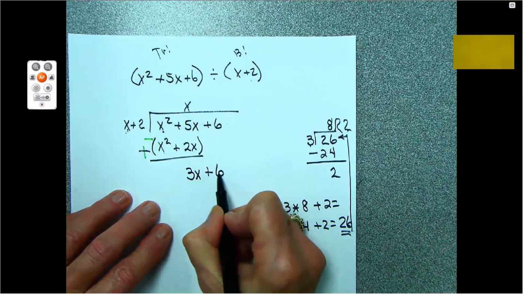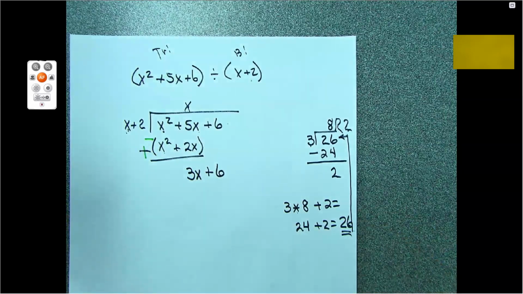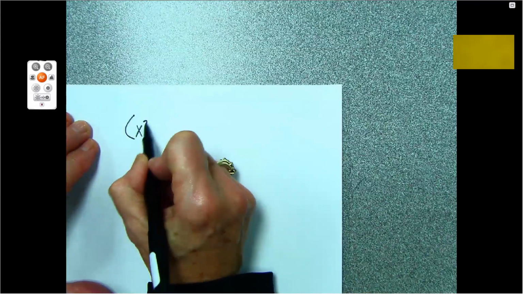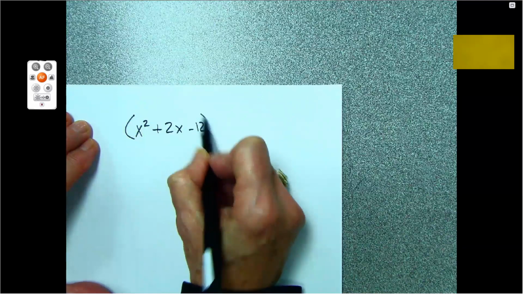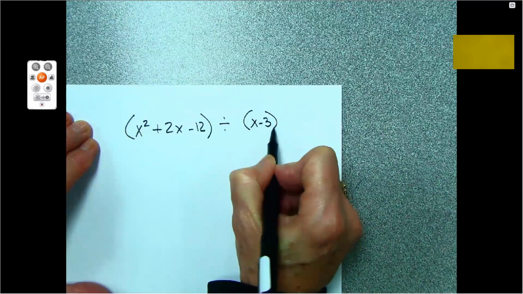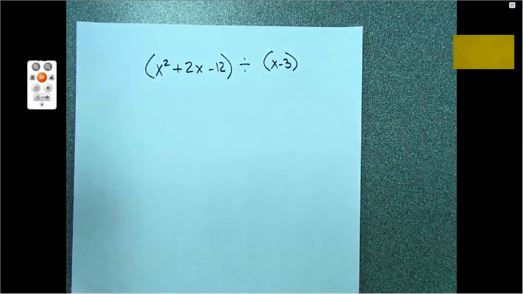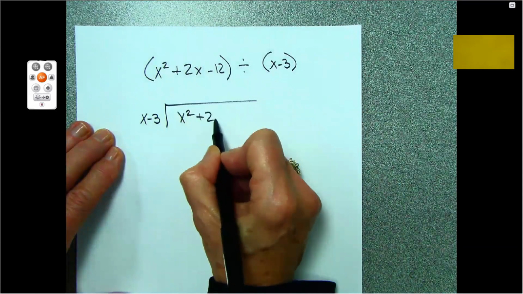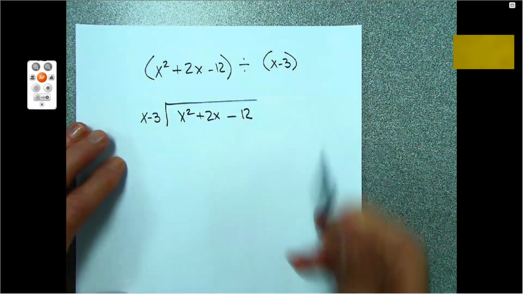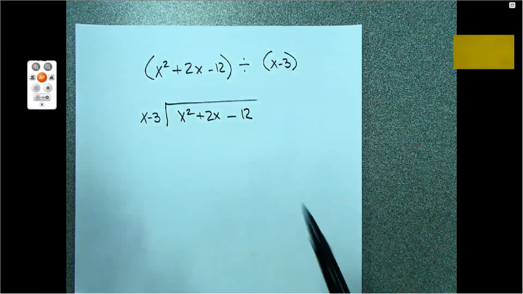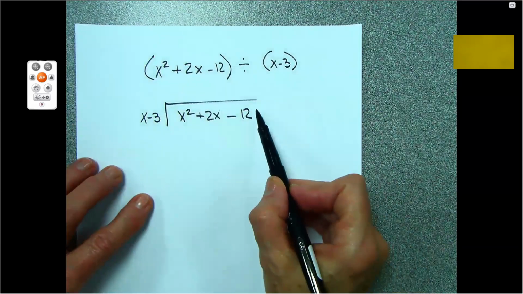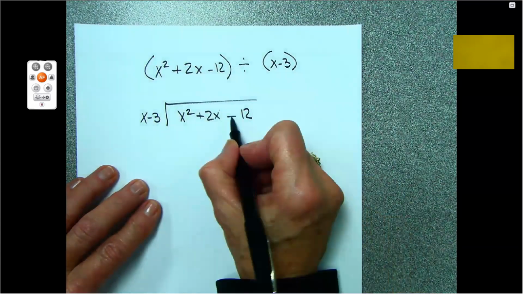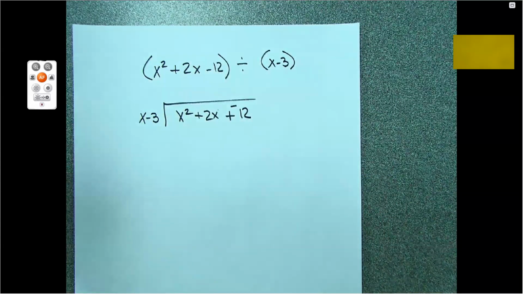plus 6. Did I just do this one? Okay. I think you know how to do that one already then. I gotta look down one. X squared plus 2x minus 12 divided by x minus 3. Okay, so our divisor is x minus 3 goes into x squared plus 2x minus 12. Again, scan. Are all your placeholders represented? Here's x to the second, to the first, to the 0 power. That's good. Change subtraction to addition and add the opposite so you know the sign of the term.